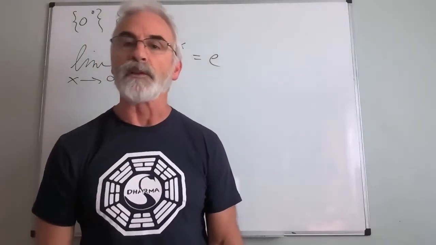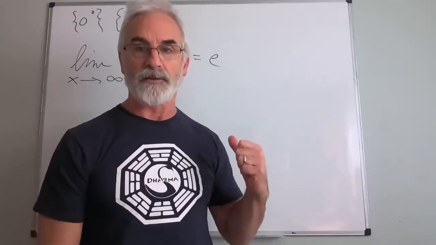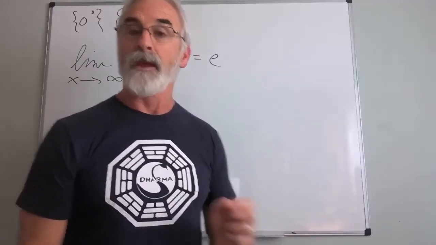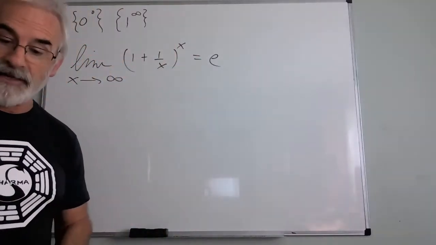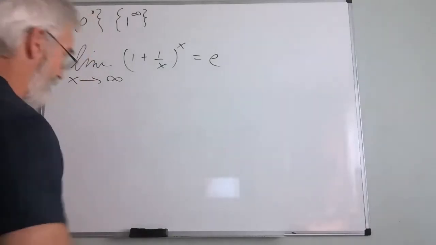That's because we're told the limit is e. It's not possible for us to calculate this limit in Calc 1. But we're going to be able to calculate it today because we have tools that we didn't have then.